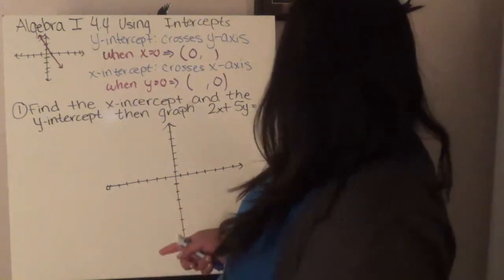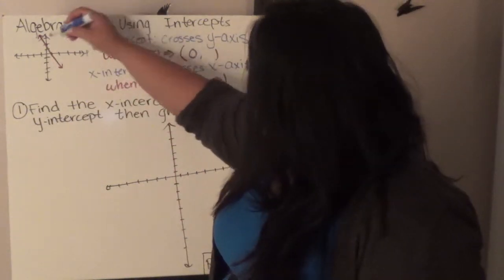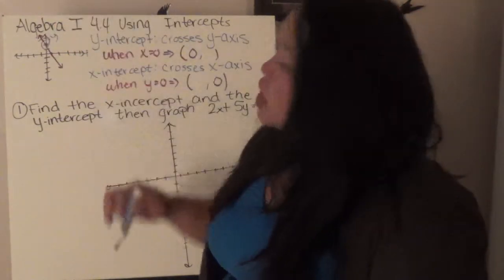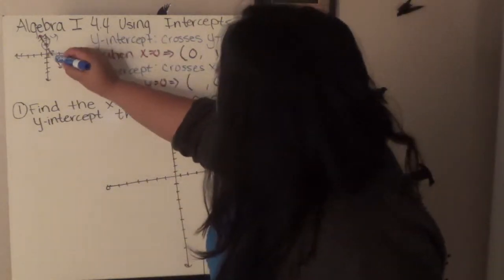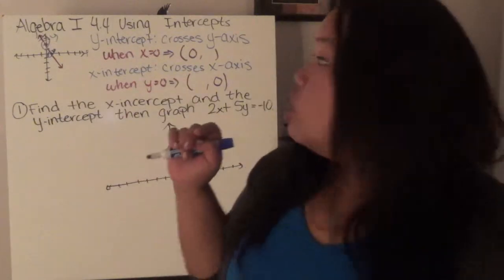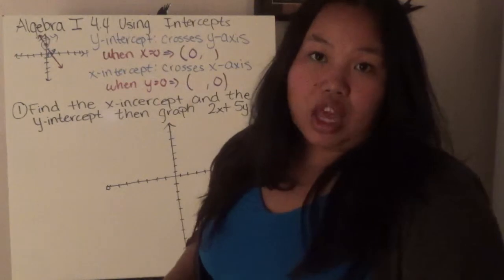For example, if I have here, this is my x and this is my y. Well, this right here would be my y-intercept because it's where it crosses the y-axis. And this right here is called my x-intercept because it's where it crosses the x-axis. So if I can find those 2 points, then I can just easily draw my line through them.